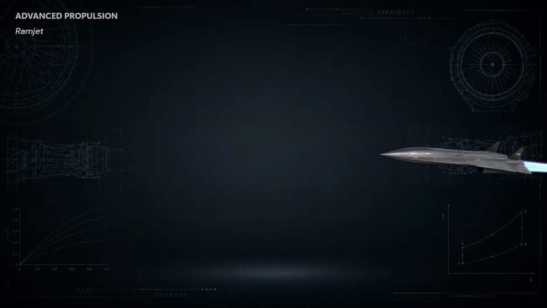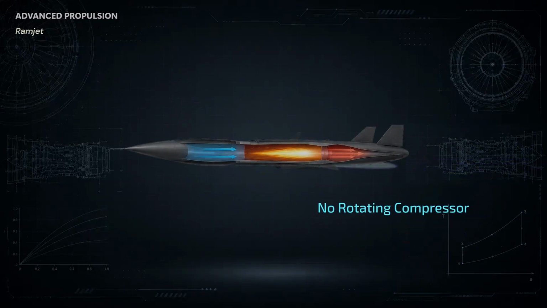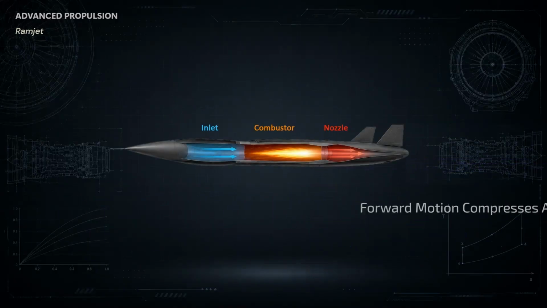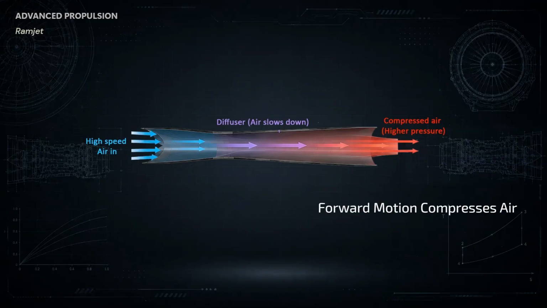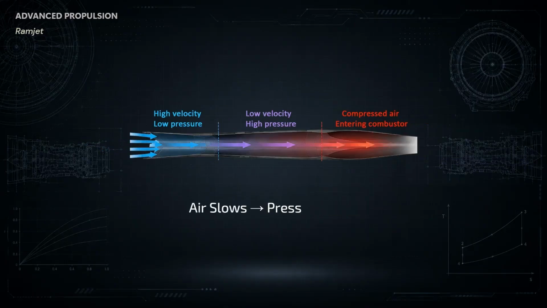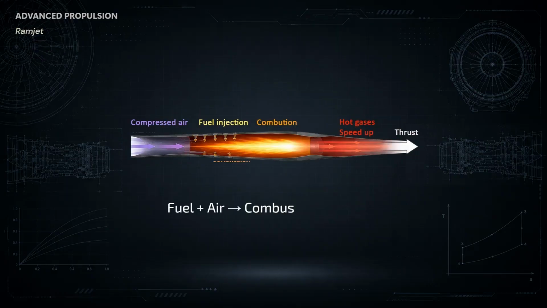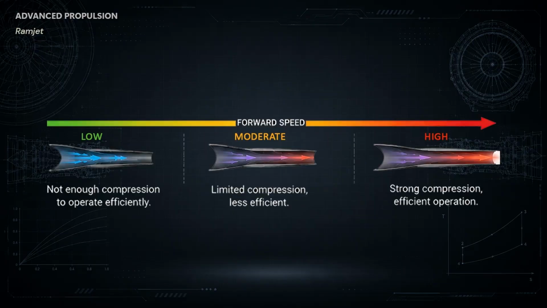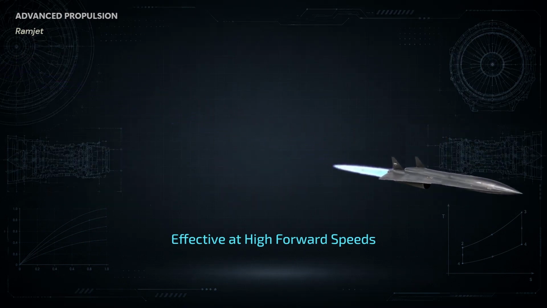Not every jet engine needs a conventional compressor. A ramjet uses the forward motion of the aircraft to compress incoming air. Air enters the inlet, slows down, and its pressure increases. Fuel is then added and burned, and the hot gases expand through the nozzle to produce thrust. Because a ramjet does not have a conventional rotating compressor, it is most useful at high forward speeds.